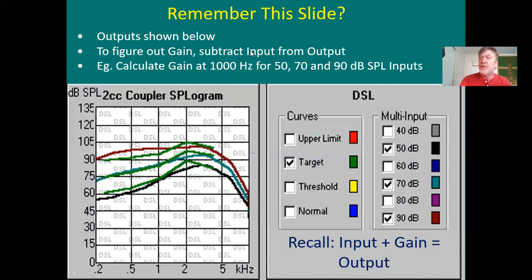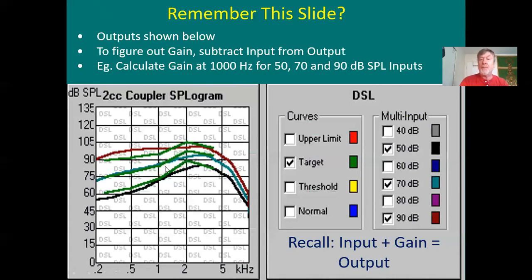So let's look at 1,000 hertz. Let's look at the target output for 90 dB inputs. So let's look at the red, 90 dB inputs, and here's my target output, about 95. Well, what's the gain then? 5. 95 minus 90 is 5. See, my output here is 95. My input was 90. My gain was 5.